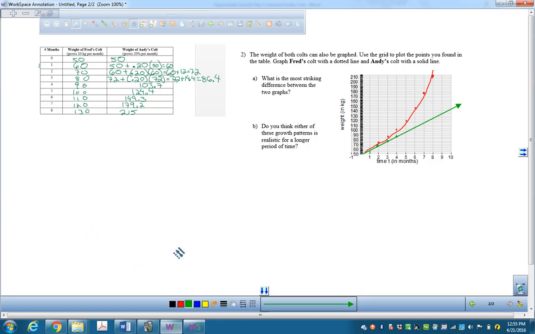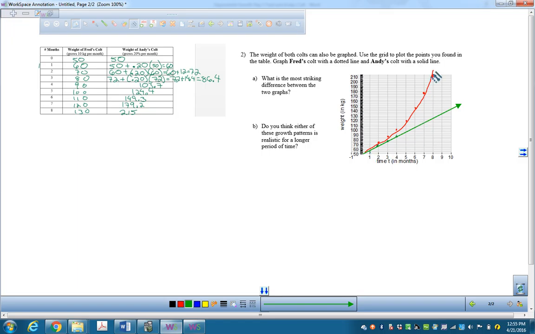Okay. What is the most striking difference between the graphs? Who could tell me what the most striking difference is between the two graphs? Yes, Ian. Andy's is curved and Fred's is straight. Andy is curved and Fred's is straight. Who could tell me another difference? Very good, Ian. What's another difference? Yes, Kate. Fred isn't going up at a constant rate. Ah, very good. Fred's isn't going up at a constant rate.